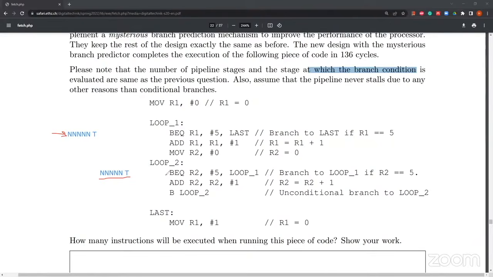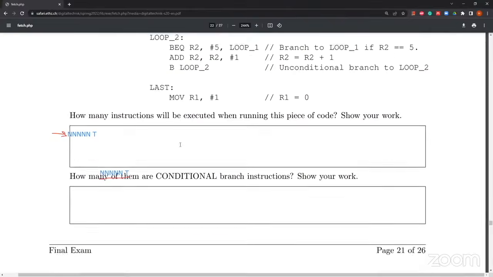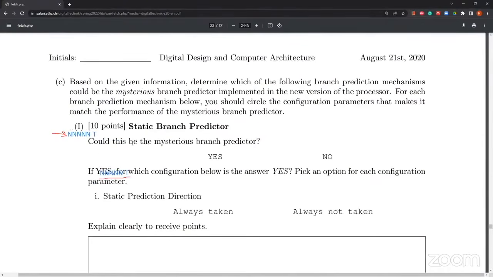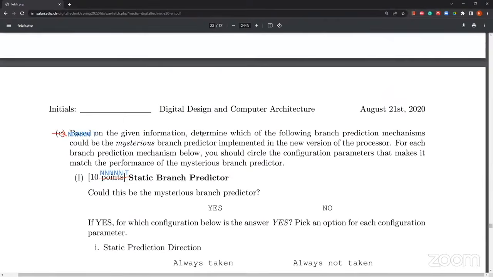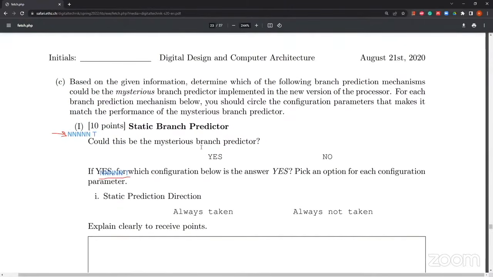Okay, cool. So these are the branch outcomes that we will need to consider in the rest of the question. And it is good that this text moves as I scroll, because that way we can refer to these outcomes as we answer the questions. Okay, could this be the mysterious branch predictor? And the example is a static branch predictor. Okay, and then here we have 2 options: either predicting as always taken or predicting as always not taken.